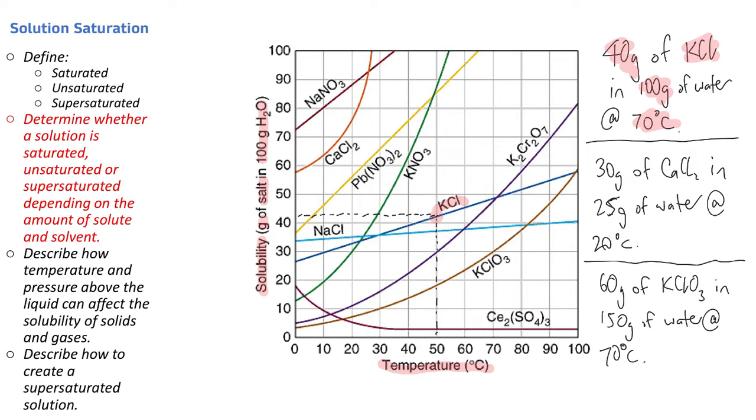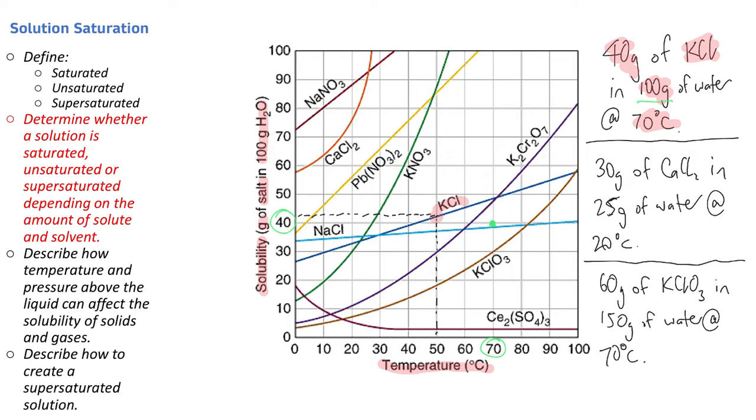So let's look at 70. That's over here. 40 grams is over here. So the intersection of those 2 points is here, right? And it's in 100 grams, which is that 100 grams there, so that's fine, okay?